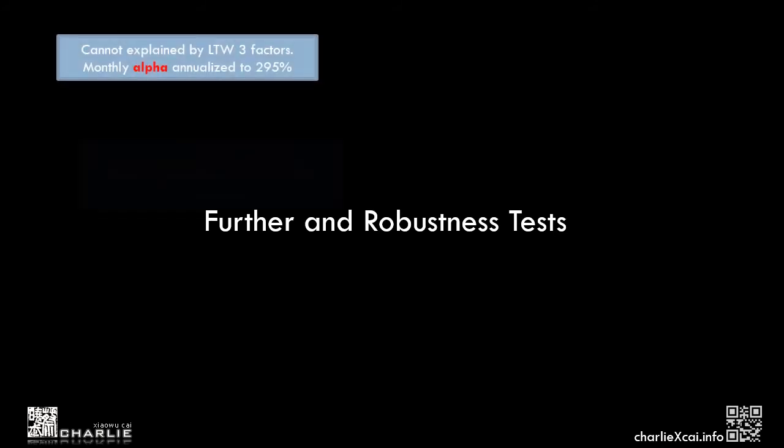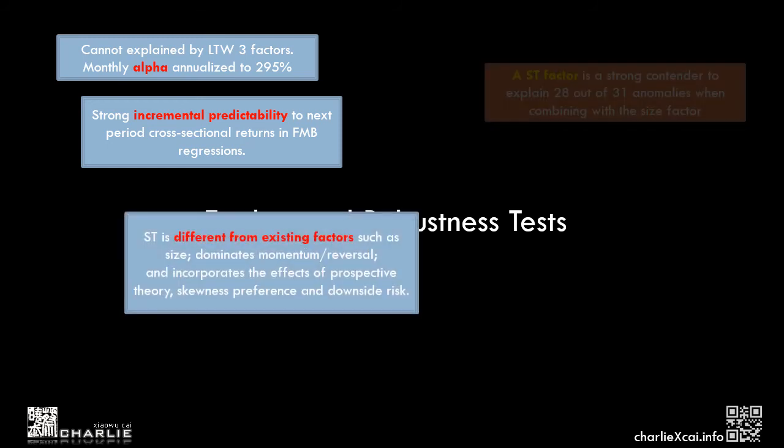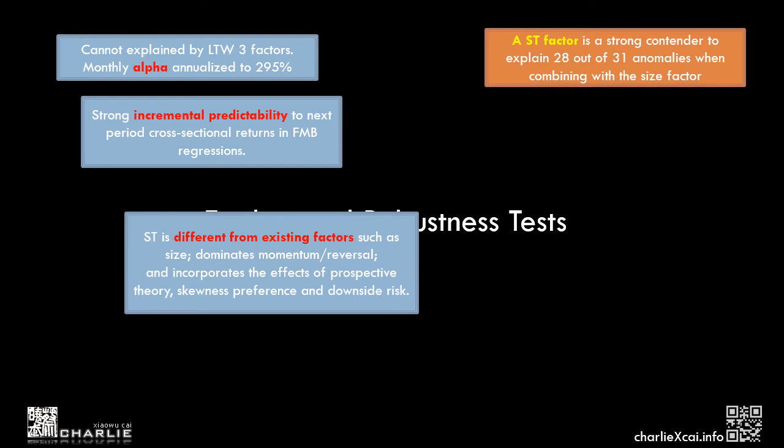In the paper, we also document a series of further robustness tests. We show that the ST return cannot be explained by the current LTW3 factor model. It also has incremental predictability to next period's cross-sectional returns in the Fama-MacBeth regressions. We also show that the ST effect is different from existing factors, and more importantly, when we create a new ST factor, it is a strong contender to explain existing anomalies.